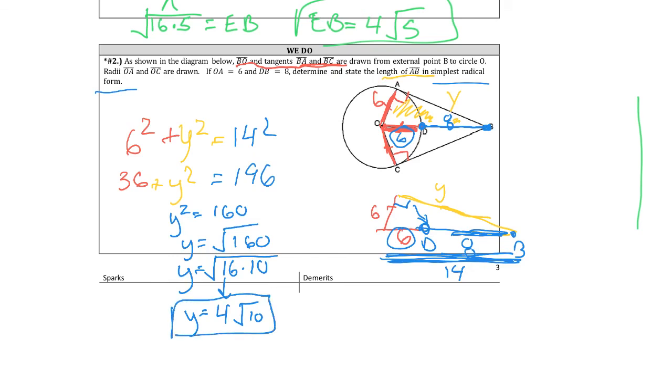So this was a little trickier. You had to know that the radius was going to be equal. Let me delete some things. You had to know that the radius was going to be equal in this picture. So if they give you the radius is 6 here from A to O, it's the same here from O to D. So the whole side of this triangle is 14. That was like the tricky part.